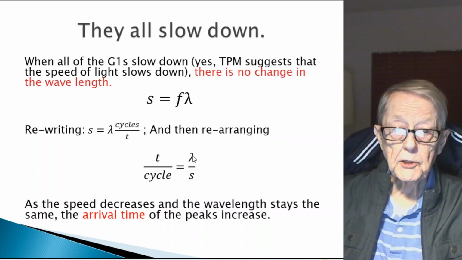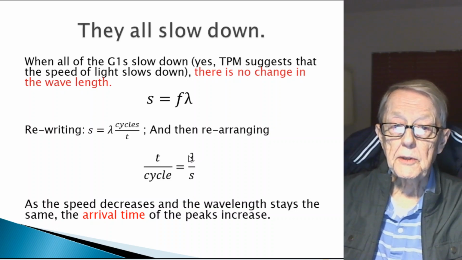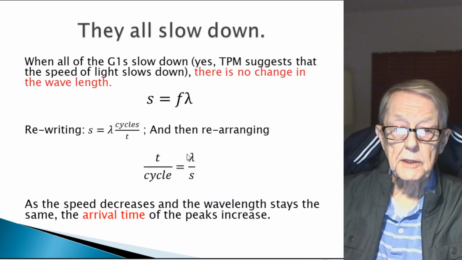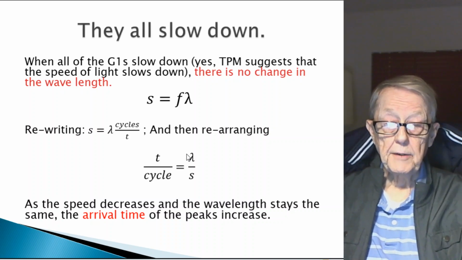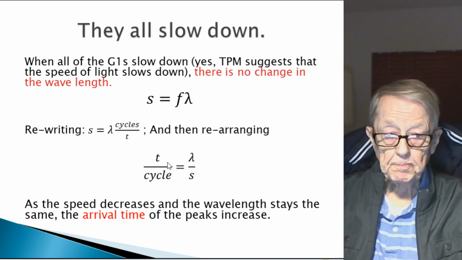Okay, so they all slow down. When all of the G1s slow down, yes, the TPM suggested that the speed of light slows down as it moves through space. There is no change in wavelength.